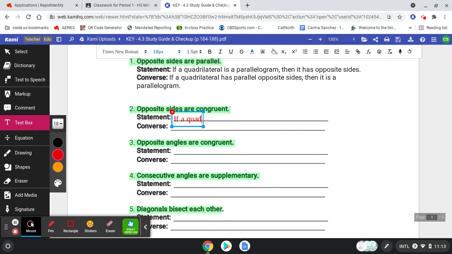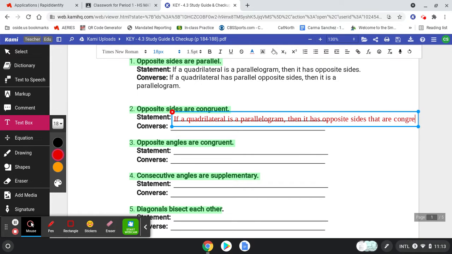If a quadrilateral is a parallelogram, then it has opposite sides that are congruent. So do you see how I'm taking the statement that was given to us, the property that was given to us, and then we're turning it into an if-then statement?